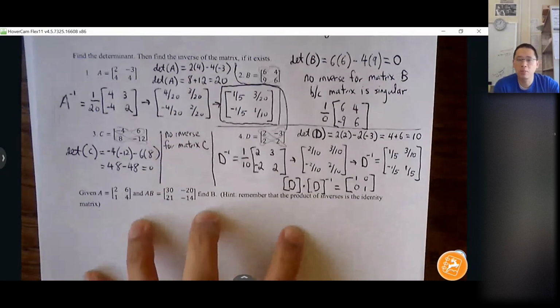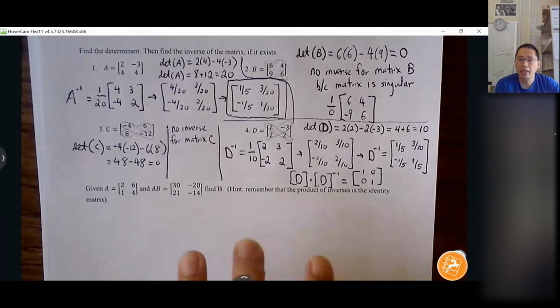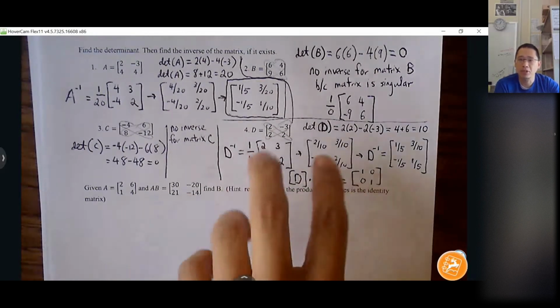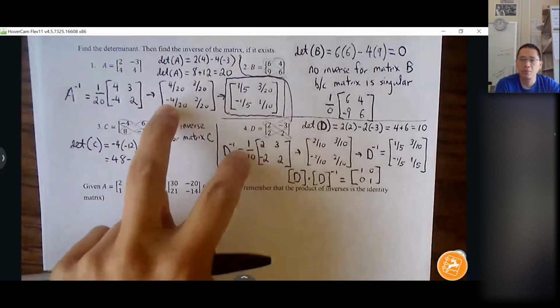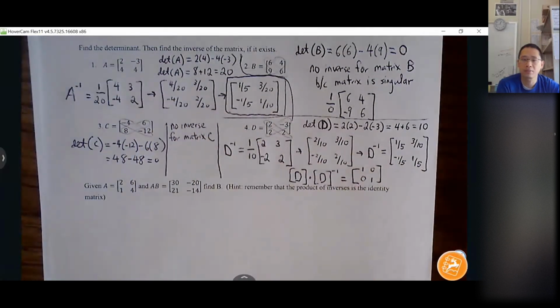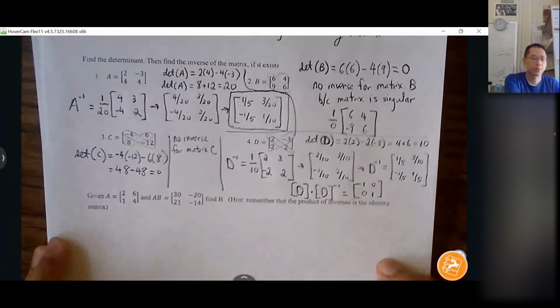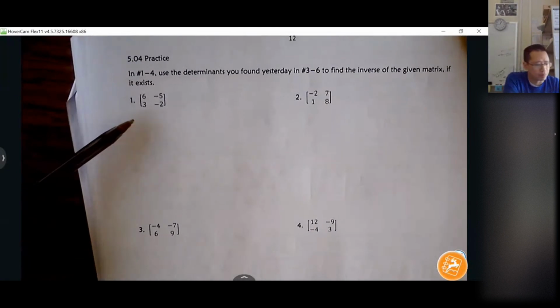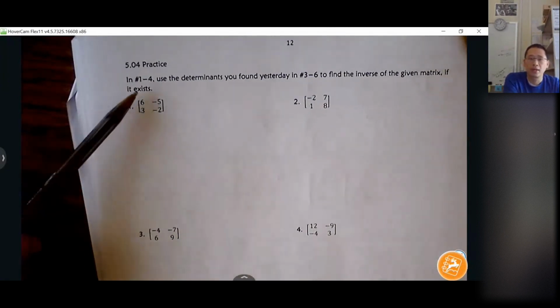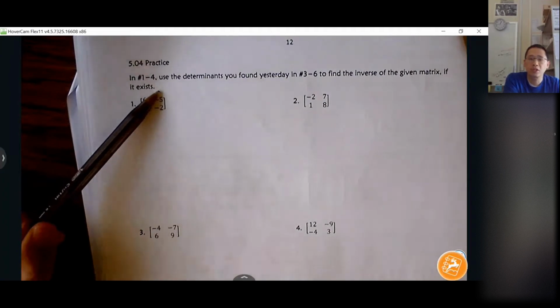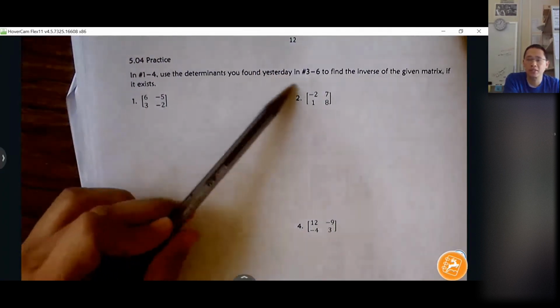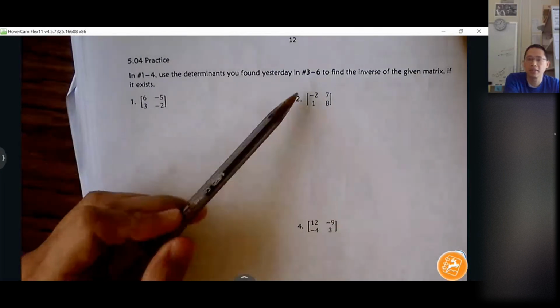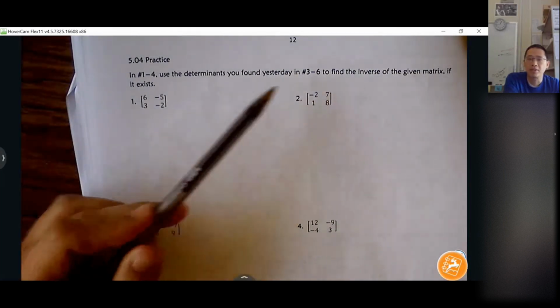All right, next example is a little bit more involved, a little bit more stuff going on. I'll save this for Monday, but I'd like for us to get some more practice getting comfortable with finding inverses. Okay, so let's go to the next page, page 12. Let's just do 1 through 4. It says for number 1 through 4, use the determinants that you found yesterday. And by yesterday, that just means the worksheet that we just got done doing. And then find the inverse of the given matrix.